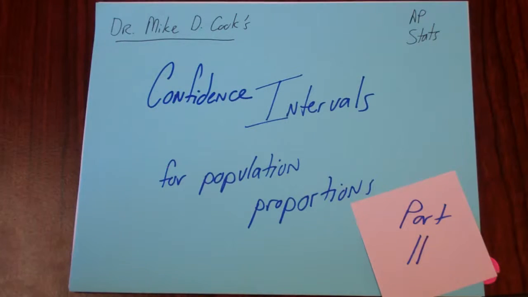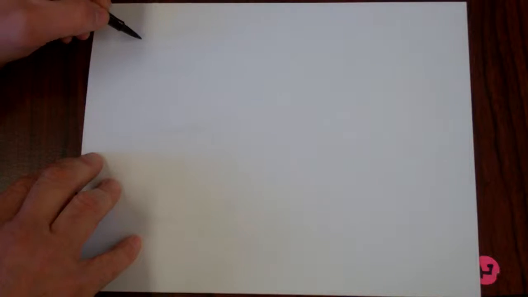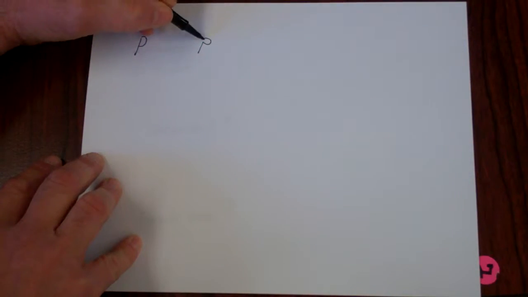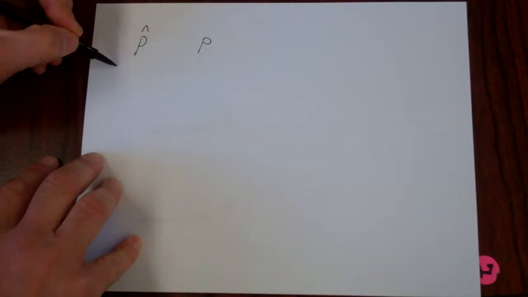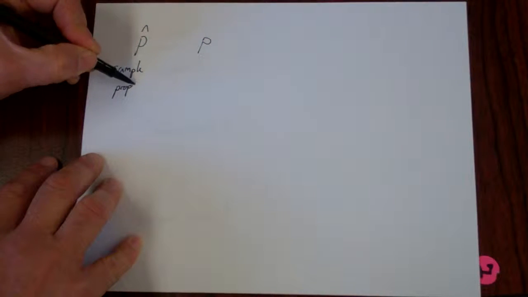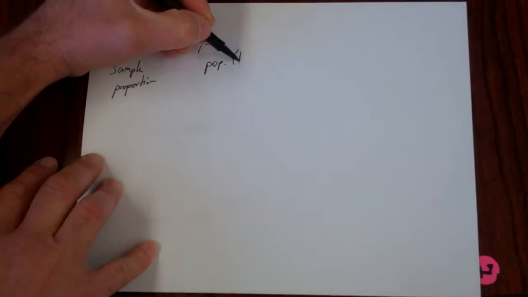This is the second in a series of videos on confidence intervals for population proportions. Where we ended the last video, we were looking at p hat, which is an estimate for p, the population parameter. So this is the sample proportion, and this is the population, or true proportion.